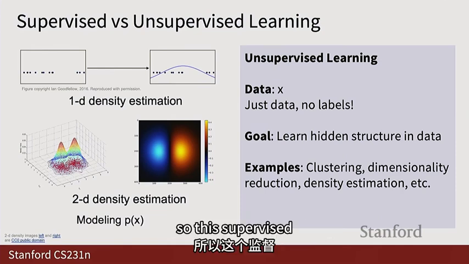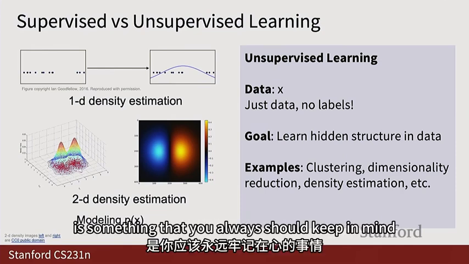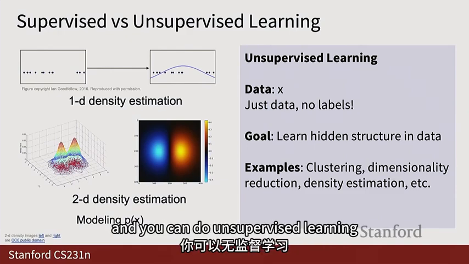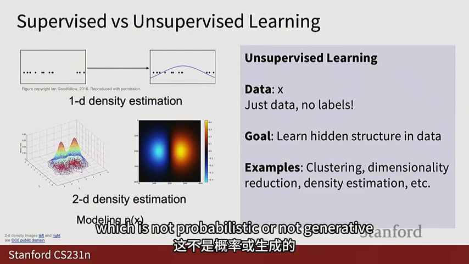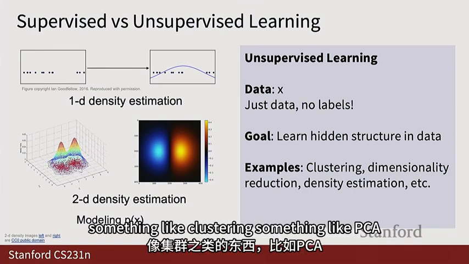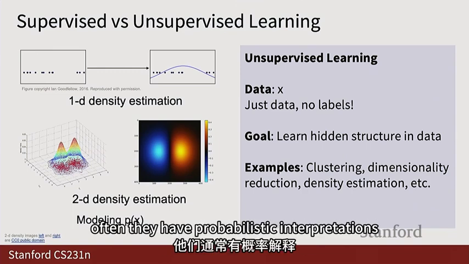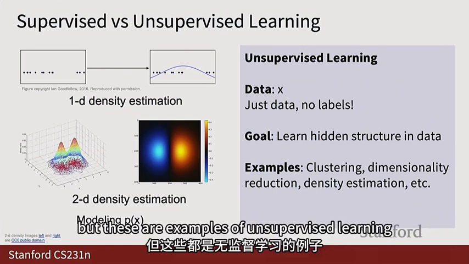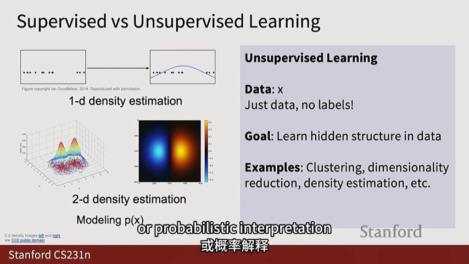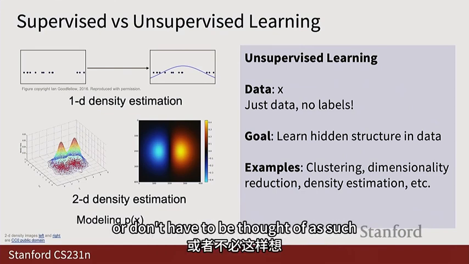So this supervised-unsupervised dichotomy is something that you always should keep in mind. And you can do unsupervised learning which is not probabilistic or not generative necessarily. Something like clustering, something like PCA, often they have probabilistic interpretations, but these are examples of unsupervised learning that don't necessarily have a generative or probabilistic interpretation or don't have to be thought of as such.